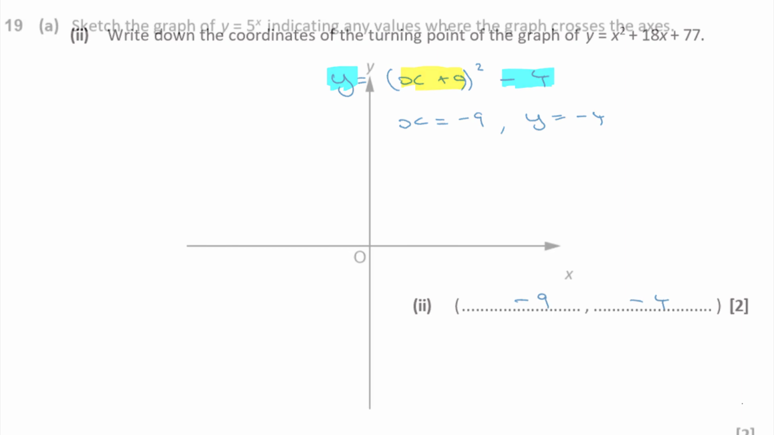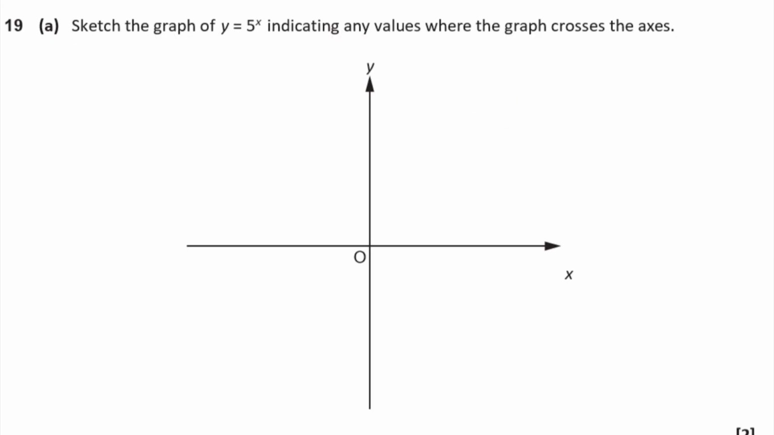Job done. Question 19a, sketch the graph of y equals 5 to the power of x, indicating any values where the graph crosses the axes. Okay, so this type of equation is what we call an exponential curve, and this value here is pretty irrelevant. They always look the same. Okay, if you've got an exponential curve, it's going to look like an exponential curve. It's going to look like this. And they always pass through the origin at 1.